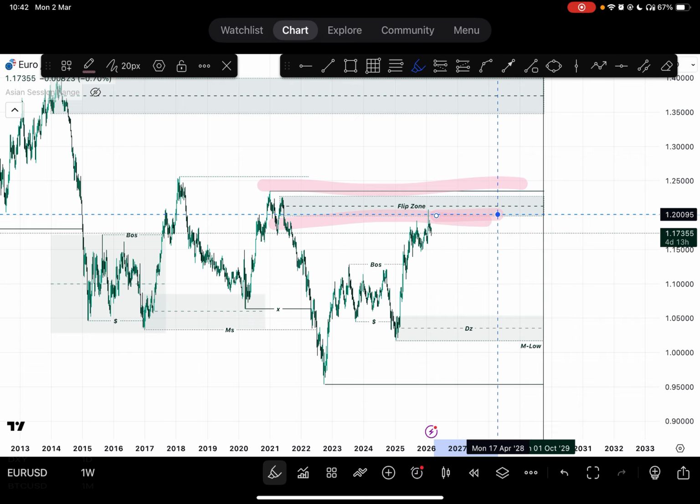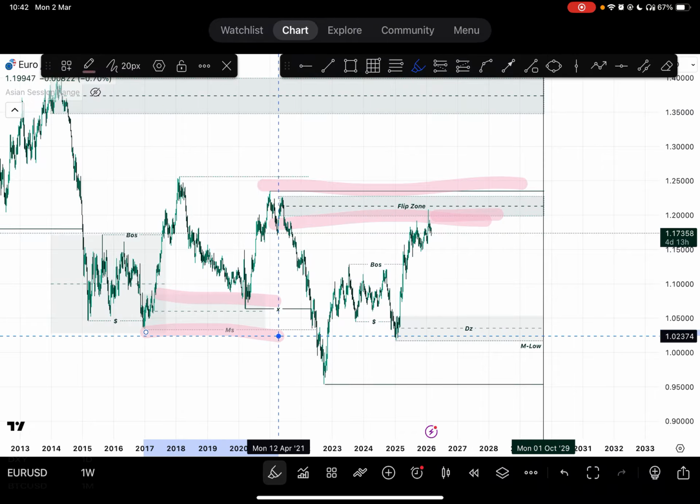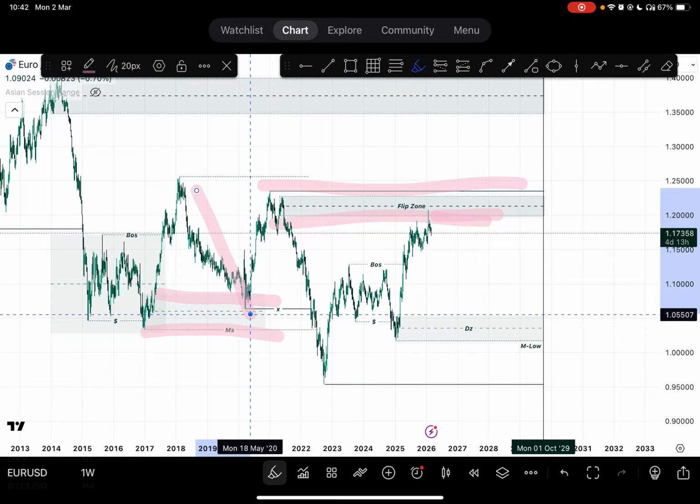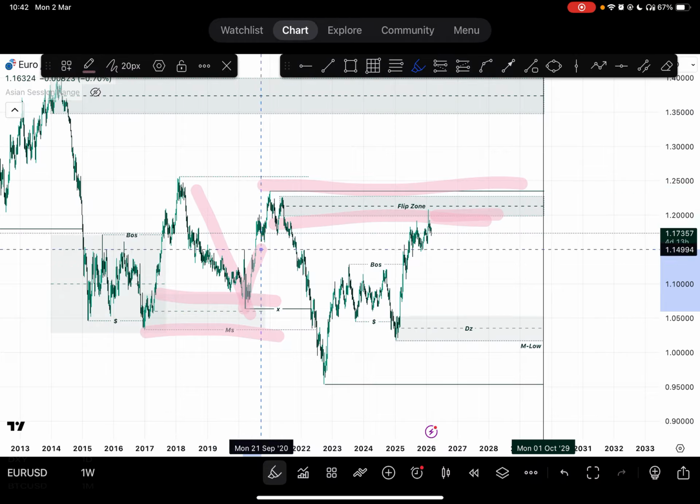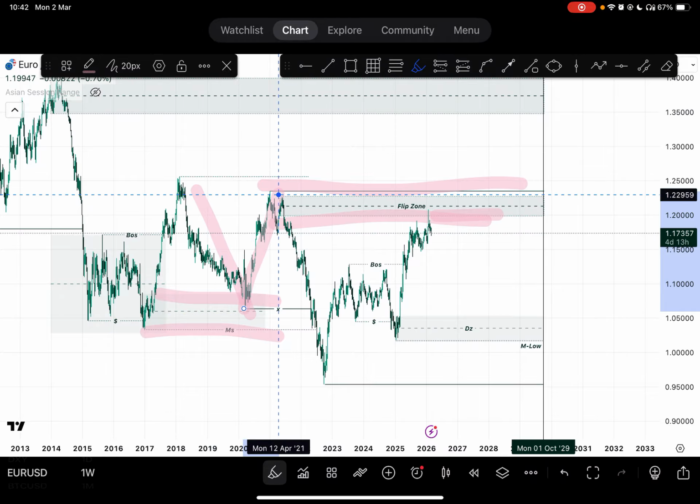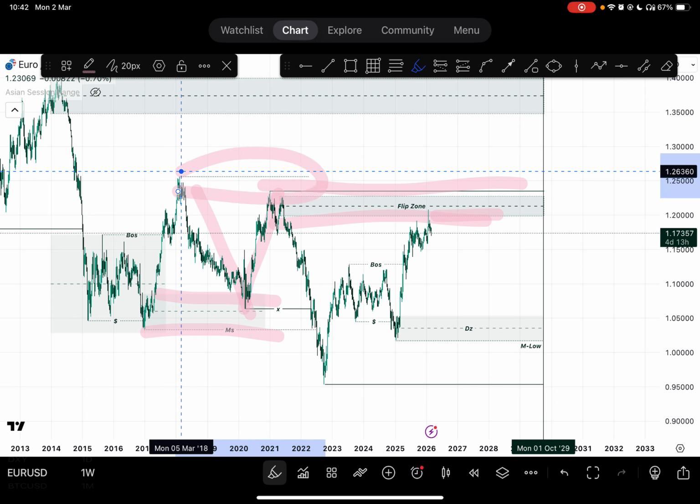It's a flip zone. And why do I call it a flip zone, right? It's a supply zone that flipped a demand zone. This was a valid demand zone here. Price comes down and respects that block, nicely pushes up, but couldn't have enough fuel to break this high.